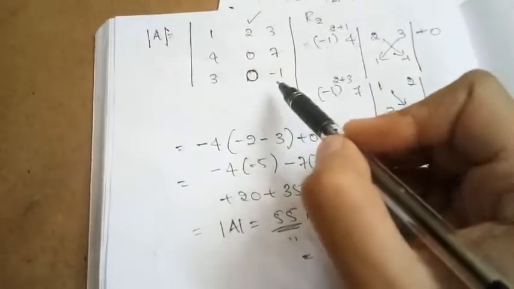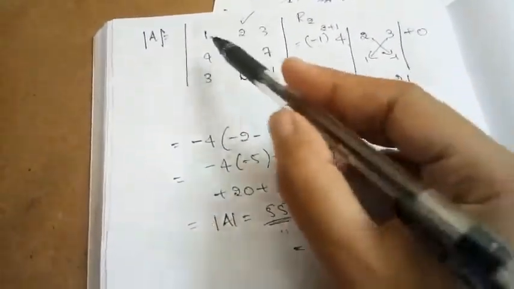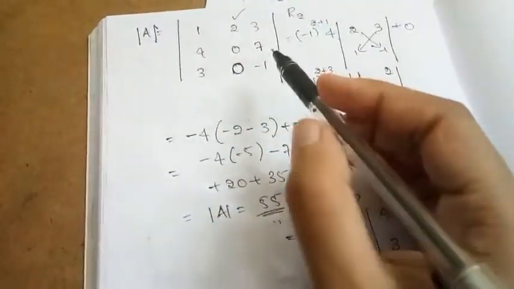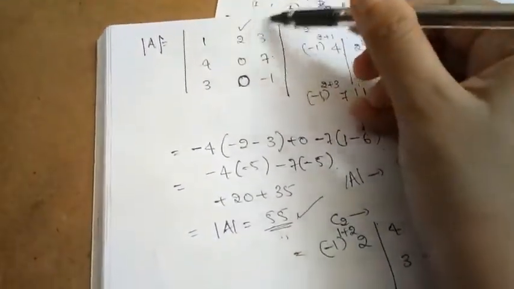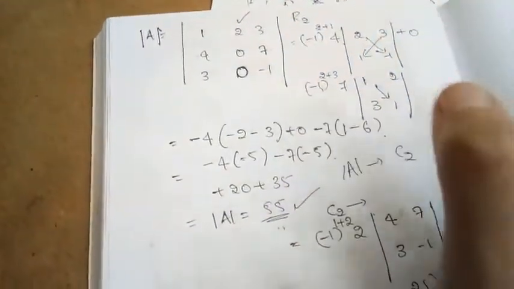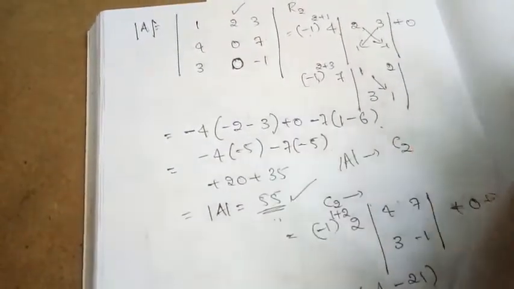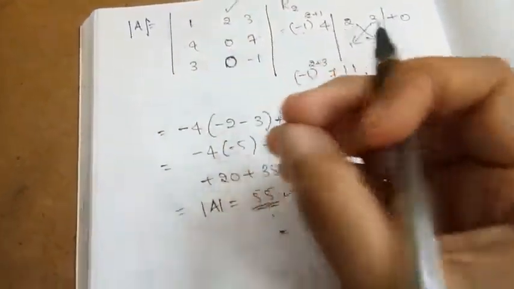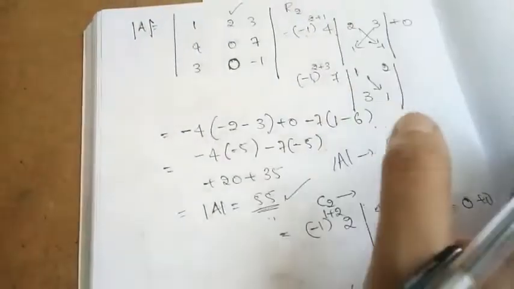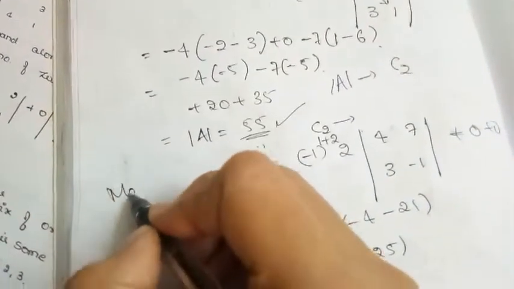So this is how we find the determinant value of a given matrix. The major thing is that the row or column we choose should contain the maximum number of zeros. Suppose there is no zero, then you can go with any row or any column as per your convenience.